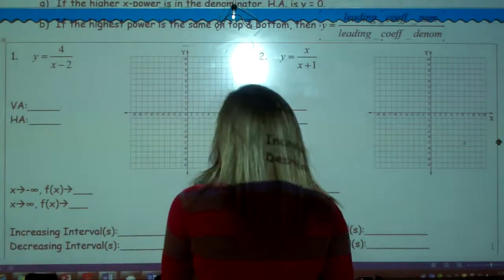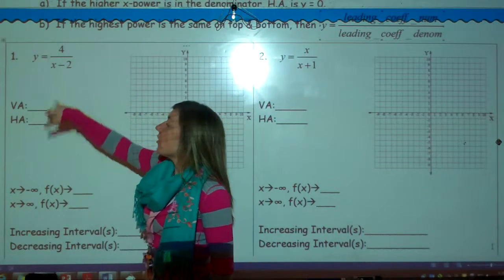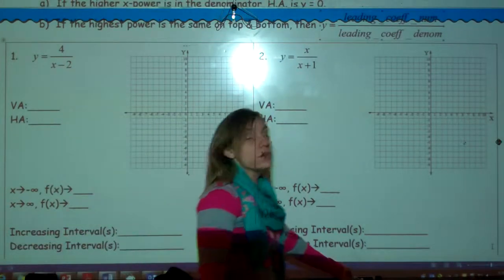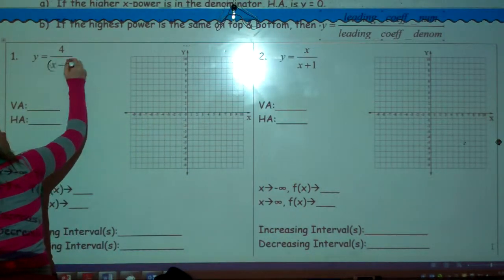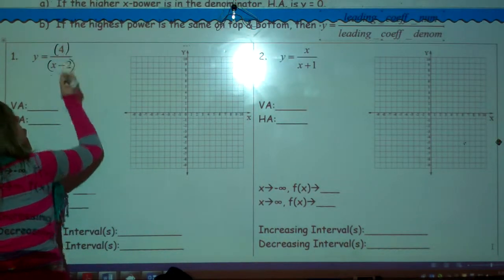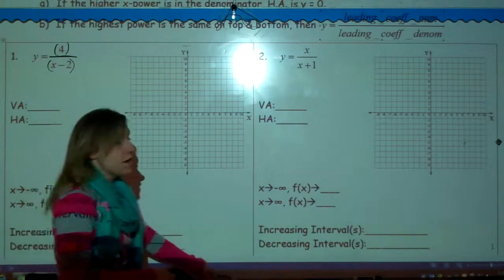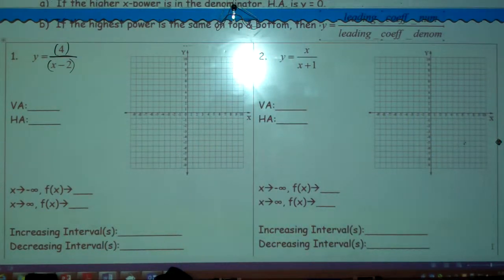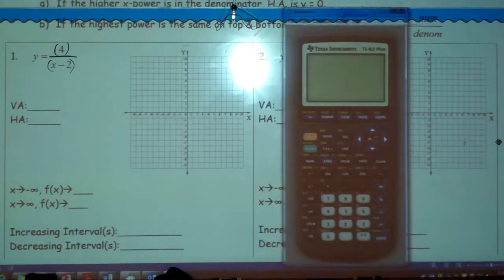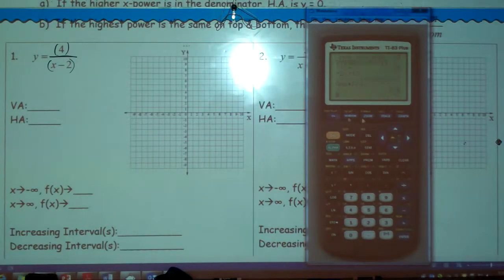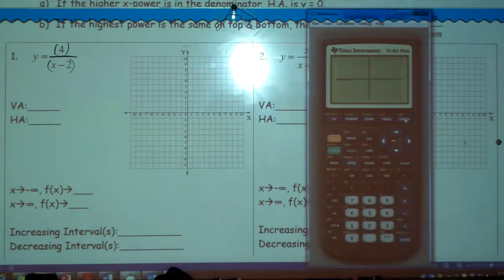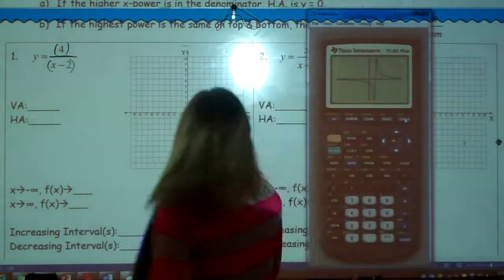All right, so let's look here. We've got y equals 4 over x minus 2. If we want to get the general shape, okay, we can put this into our calculator and just always remember, put parentheses around your numerator and around your denominator, and then your calculator will be careful. So let me pull up the calculator. The general graph would be parentheses 4 divided by parentheses x minus 2. Okay? And so this is going to give us our general graph.